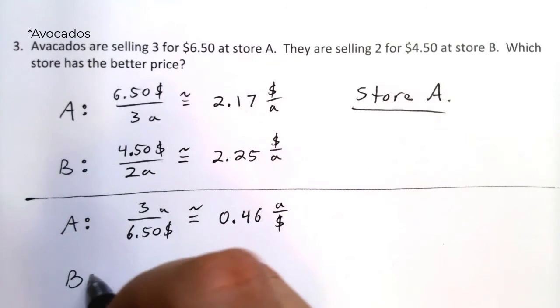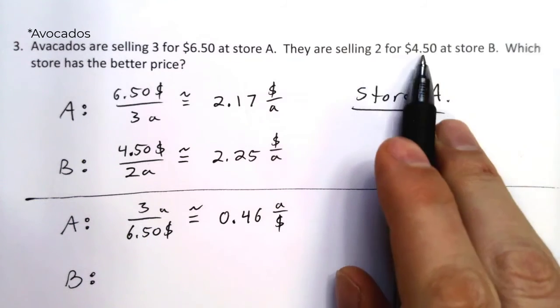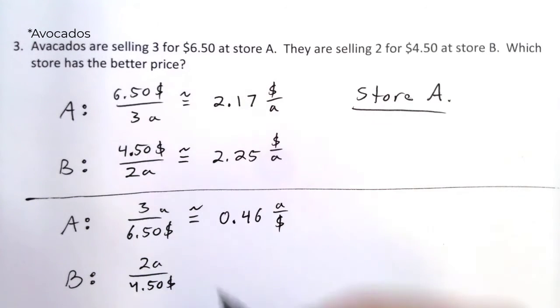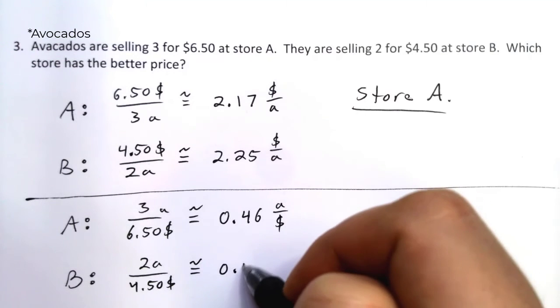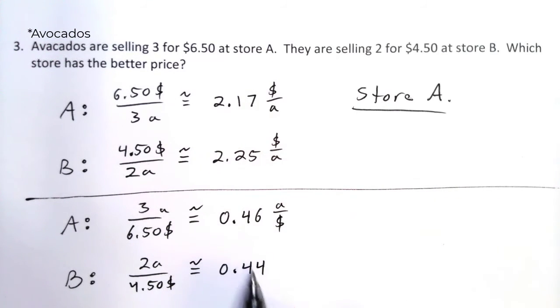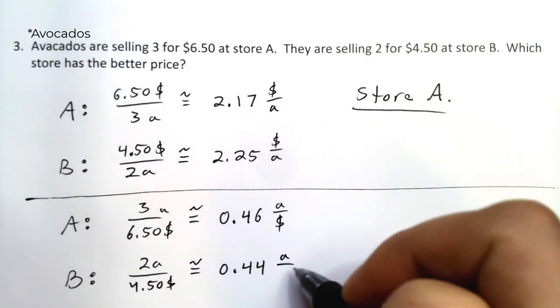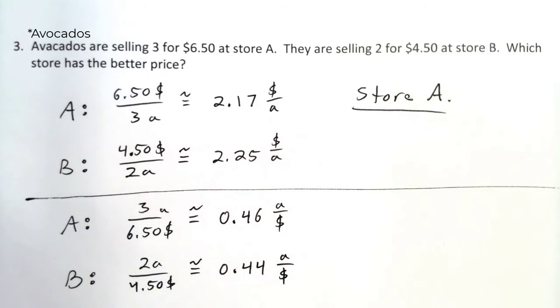At store B, we are buying 2 avocados for $4.50. Well, that is 0.444444. All right, since it's a 4 after these 2 digits, I don't round up, right? Because it's a number less than 5 next. So this is 0.44 avocados per dollar. So by looking at this, what can we say? Well, look at this. At store A, we're getting slightly more avocados per dollar than we are at store B. By just a little bit, getting 0.02 more of an avocado here at store A. So store A is a slightly better price.